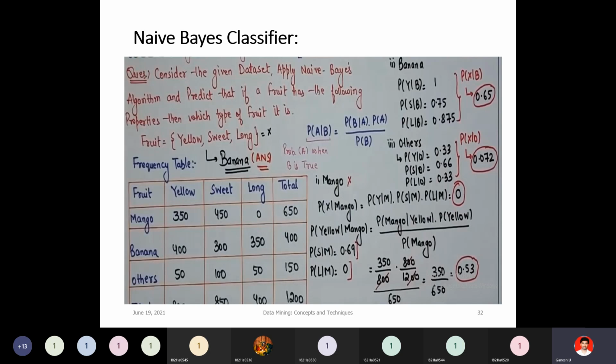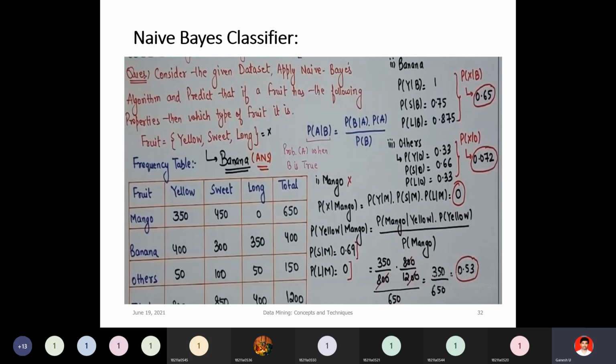Finally, what do we have to do? For these three properties, yellow, sweet, long, for mango we get some probability, for banana we get some probability, for others we get some probability. Among these three probabilities, the one that is highest is the answer. That is the final result. How do we find it? We find P of X by mango, next P of X by banana, and P of X by others.